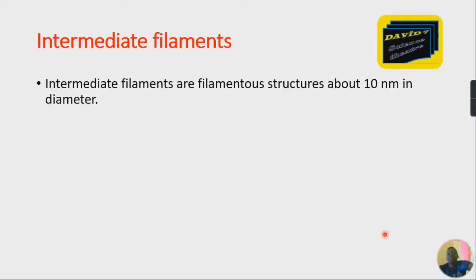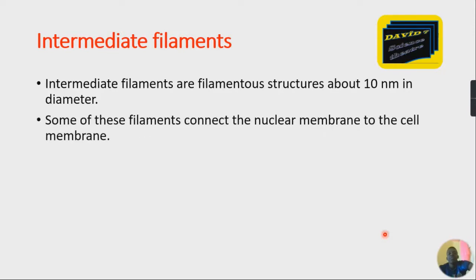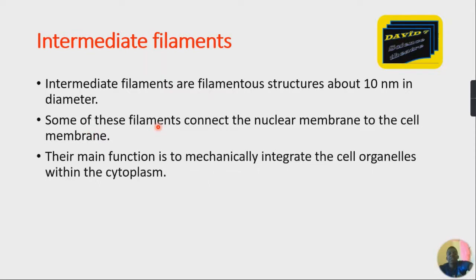filamentous structures of that diameter, and some of these filaments connect the nuclear membrane to the cell membrane. We have the membrane surrounding the nucleus, so it can be connected to the membrane of the cell using these intermediate filaments. And their main function is to mechanically integrate the cell organelles within the cytoplasm. So these are physical links between different organelles of the cell, okay?